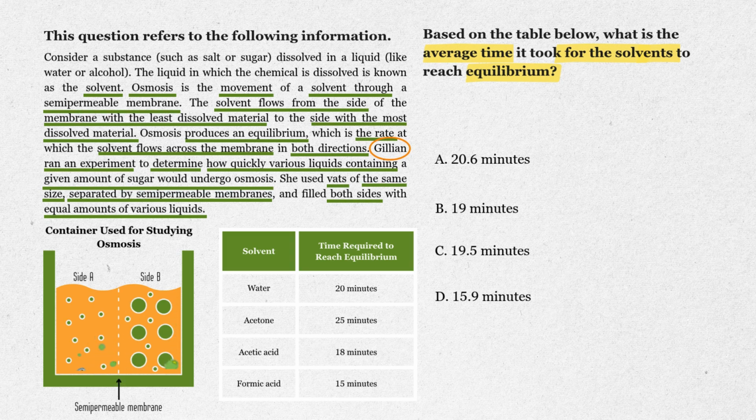Now, look at this column: time required to reach equilibrium. The values are 20, 25, 18, and 15 minutes. These are the numbers we'll use to calculate the average. Let's add them step by step.